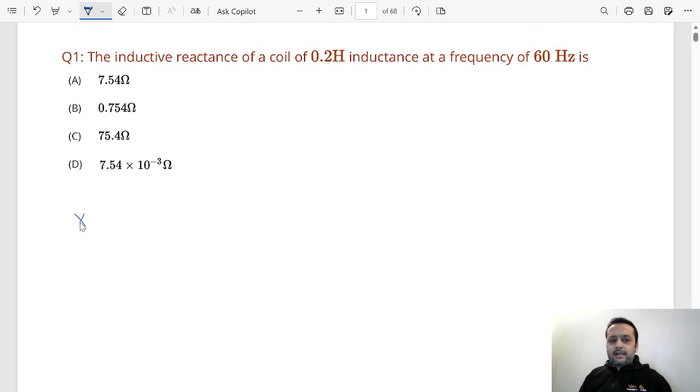So basically we know that inductive reactance XL is equal to omega L, and we know that omega is 2 pi into frequency. So it's just putting the formula. Pi is 3.14, frequency is 60, and inductance is 0.2. You can see that 60 into 0.2 will become 12, 12 into 2 will become 24, into 3.14. Now 24 times 3 is 72, so your answer will be near about 72. So the only option that matches is C.